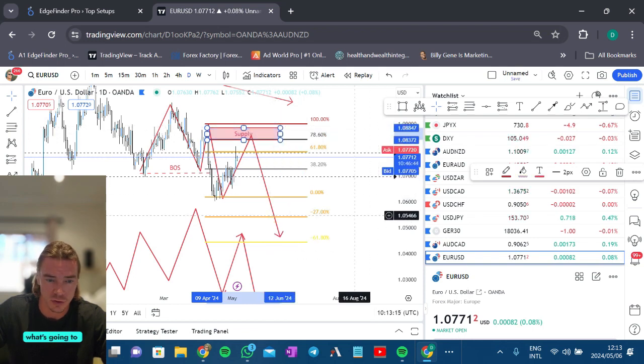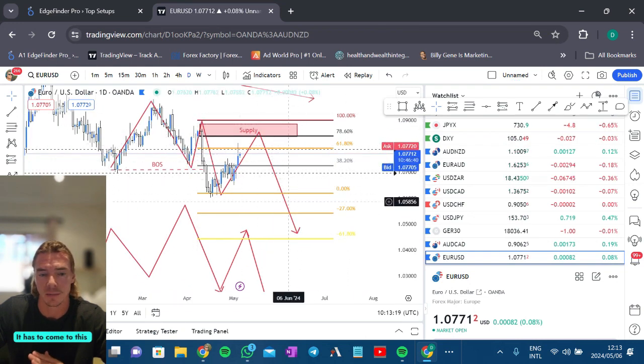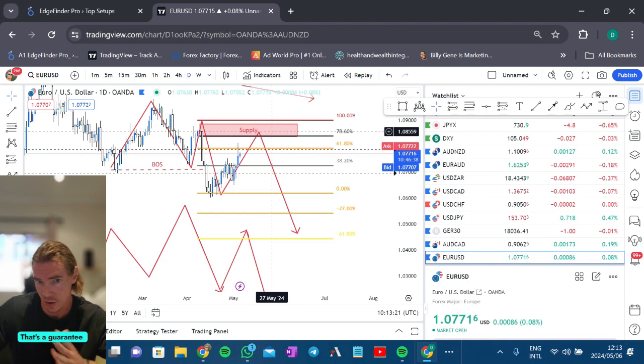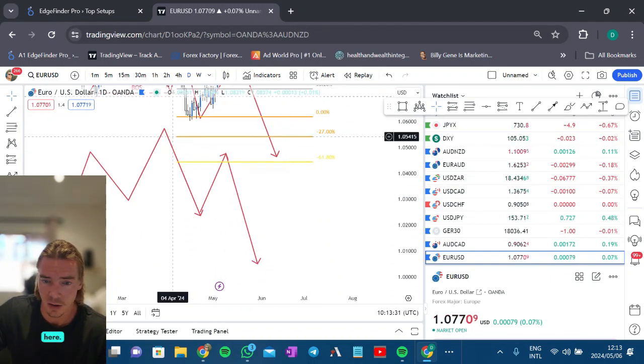And we don't know what's going to happen, guys. So what we want to do is just be prepared for this. It has to come to this level. That's a guarantee. Regardless if it happens today, tomorrow, if it's lower, it will eventually come to this level. So I want you guys just remember that. And we are just looking for this area here.